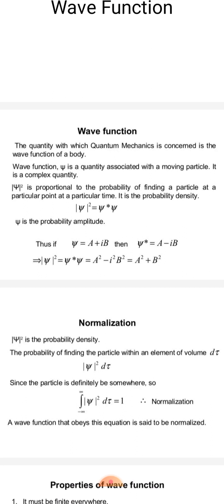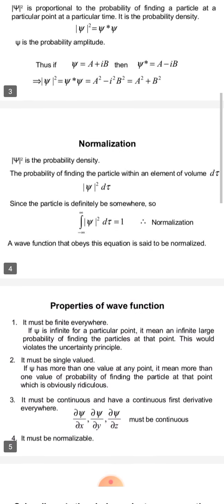Psi modulus squared equals psi star psi. Psi is the probability amplitude. If psi equals a plus ib, then psi star equals a minus ib. Psi modulus squared equals psi star psi equals a squared minus i squared b squared, equal to a squared plus b squared.